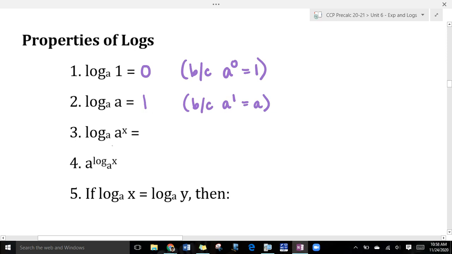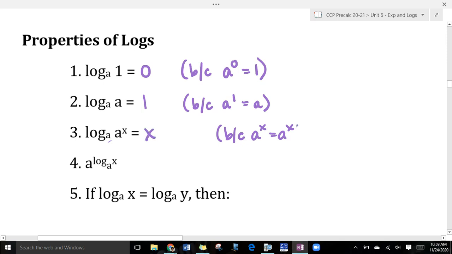Okay, how about number 3? We're getting a little more complicated. What power of a can I use to get a to the x? So I'm going to skip ahead because a to the something equals a to the x. Well, how do I make the left side look like the right side? I use an x.